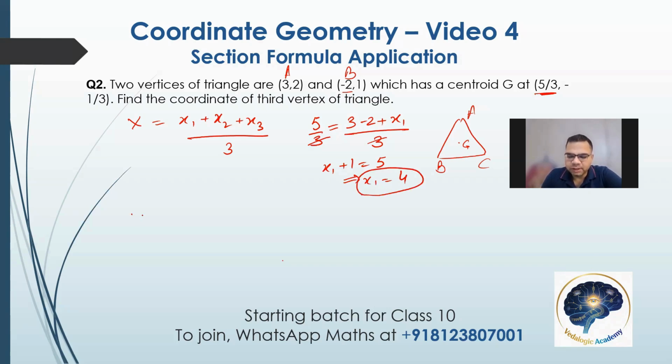Now, similarly for the y coordinate, what is the formula that we have? y1 plus y2 plus y3 upon 3. So here, let's say, the coordinate given is 1 by 3 for the centroid. So it becomes 1 by 3 equals 2 plus 1. So if you see, this is 1.